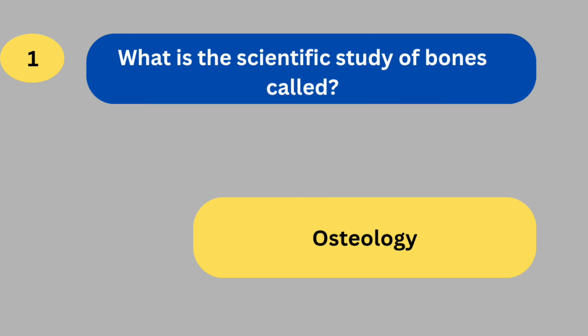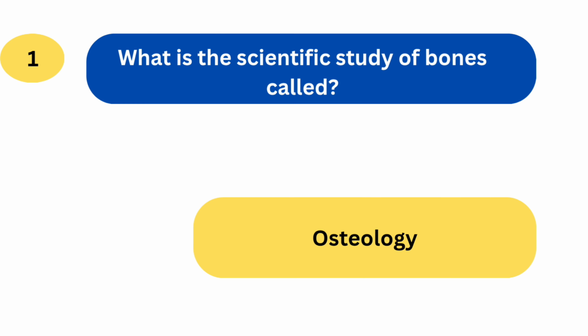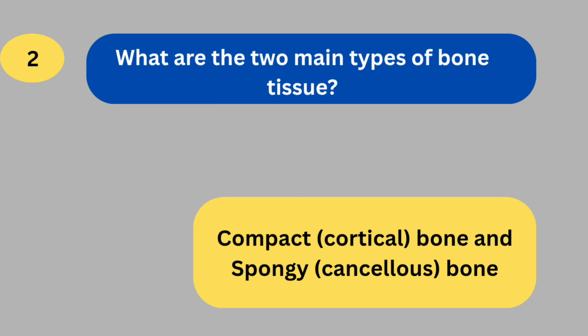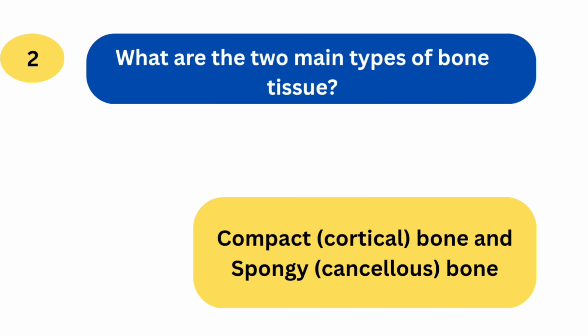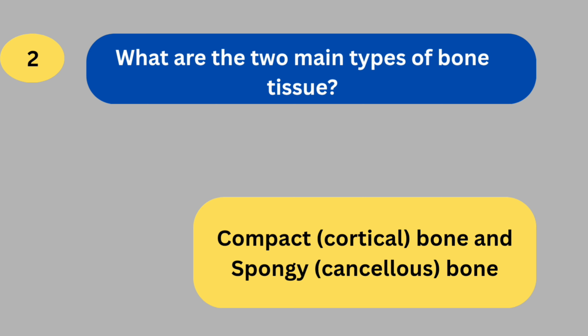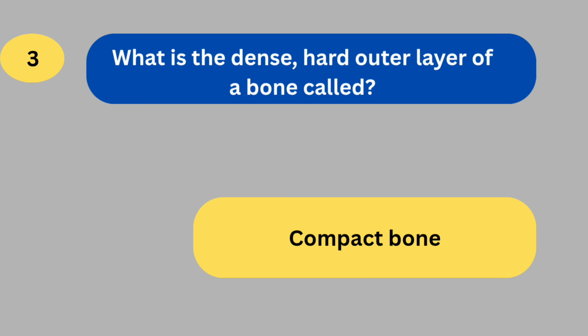Question. What is the scientific study of bones called? Answer. Osteology. Next question. What are the two main types of bone tissue? Answer. Compact, cortical, bone and spongy, cancellous, bone. Next question. What is the dense, hard outer layer of a bone called?